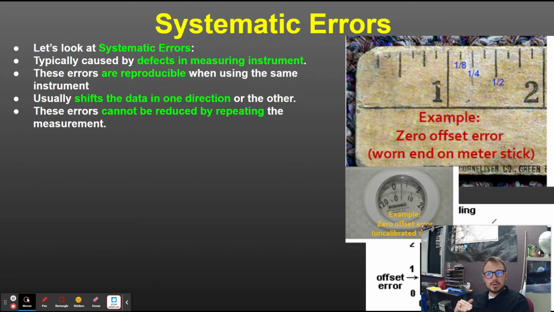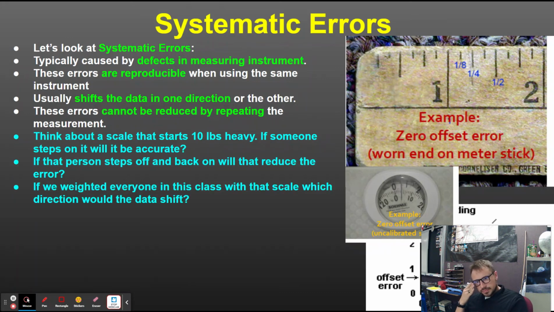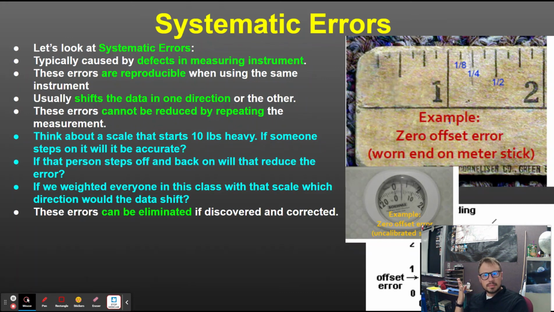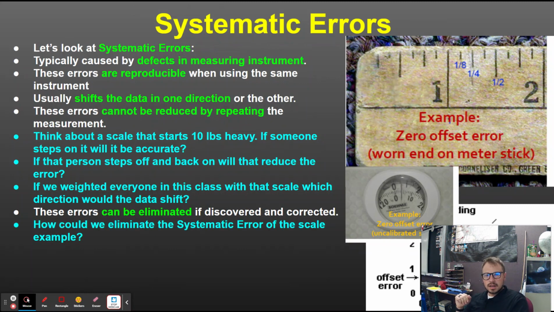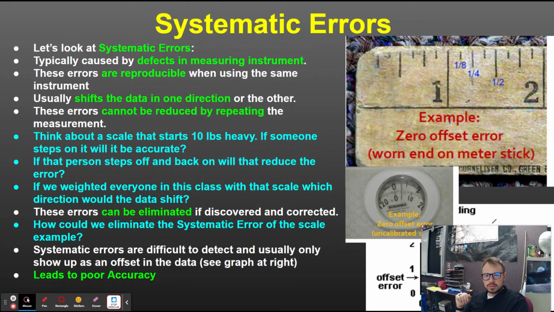Well, what does it mean by reproducible and cannot be reduced by repeating? Well, if I step off and I step back on, did that get rid of that error? No, it did not, right? I could do that all day long, but that's not going to get rid of that error. Now, these errors can be eliminated. Think about it this way: you just get a new scale, right? That would be a good way to eliminate that error, but you have to identify it. So there we go. And they lead to poor accuracy.